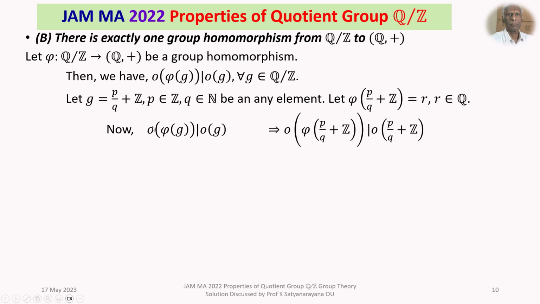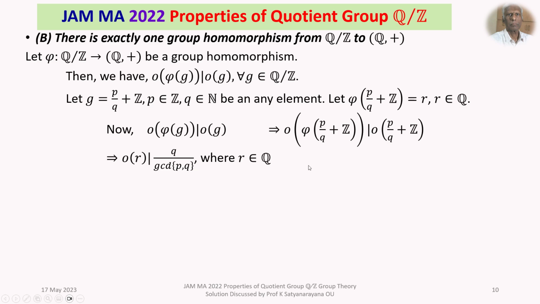Now, the order of phi of G divides the order of G, which implies that phi of P by Q plus Z is R, so the order of R divides the order of P by Q plus Z. The order of P by Q plus Z is Q by the GCD of P and Q. If they are relatively prime, you can directly write Q. If there is a GCD, divide by it. This is finite.